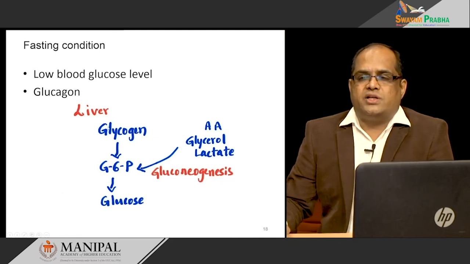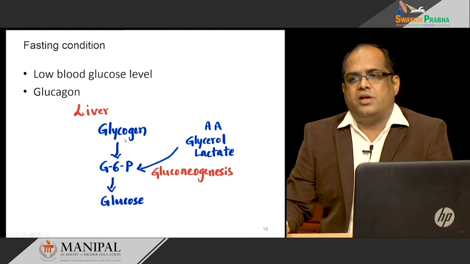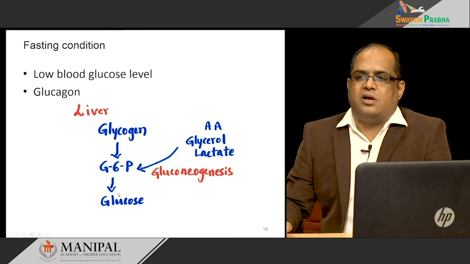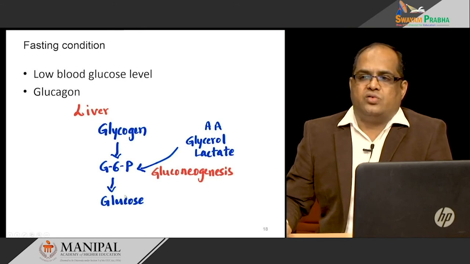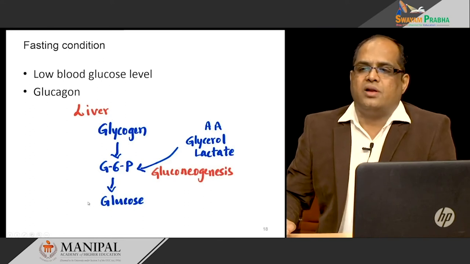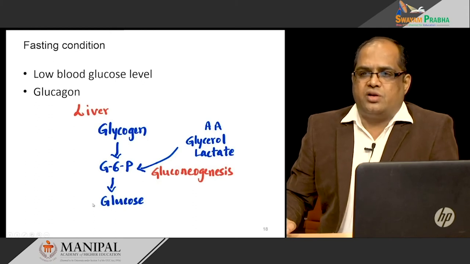The glycogen that is stored in the well-fed condition is broken down here to form glucose 6-phosphate, and then it gives glucose. This pathway is called glycogenolysis. Glycogenolysis takes place to give the glucose. This glucose helps to maintain blood glucose level, and it is used especially by RBCs and brain tissues.